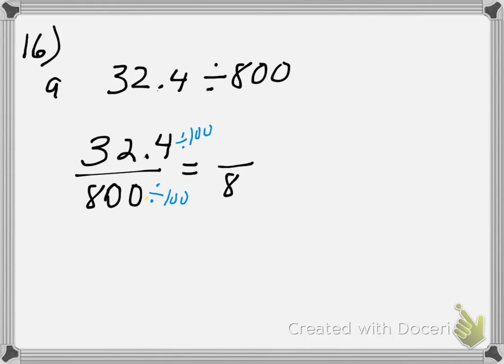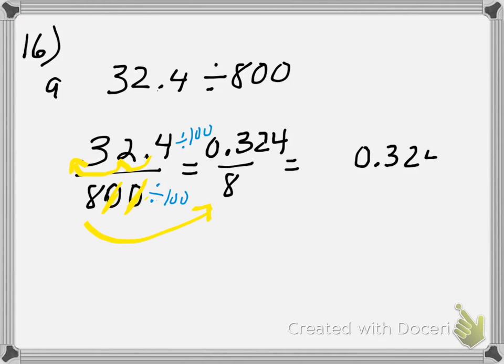So when I divide by 100 here, I'm just going to cross out the zeros and get my 8. When I divide by 100 here, I'm going to move my decimal point two places to the left to make it smaller. So I'm going to have 0.324. Okay? So 324 thousandths divided by 8. Now I have a much easier problem to work with. Put my decimal point once again just goes up.